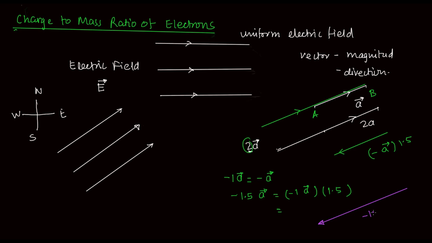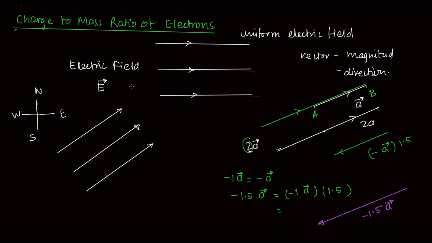This is minus 1.5A. This is minus 1.5A. Do you see that? You understand this whole process of scalar multiplication? Okay. Now that you have understood this process, then let me tell you one thing.